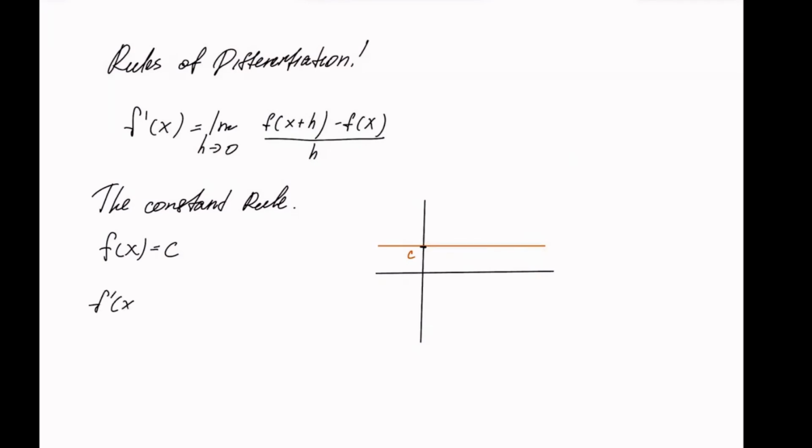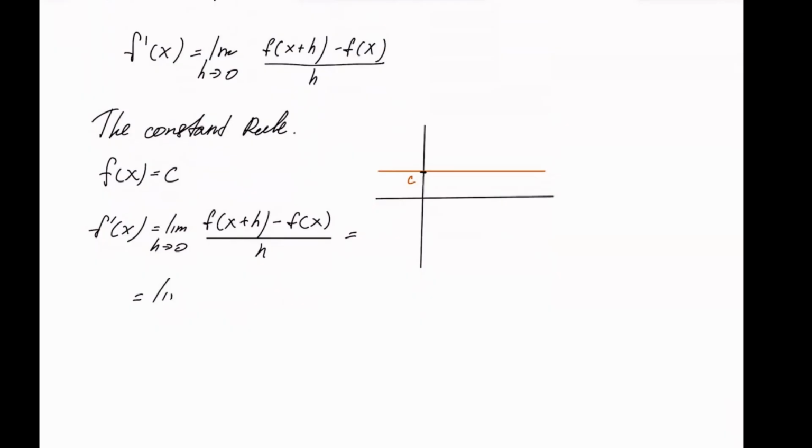So f prime of x is equal to the limit as h goes to 0 of f of x plus h minus f of x over h, which is equal to the limit as h goes to 0 of c minus c over h. We don't have any x in this function, so that's why we have c minus c. In this case, we have 0 over h, which gives us 0.